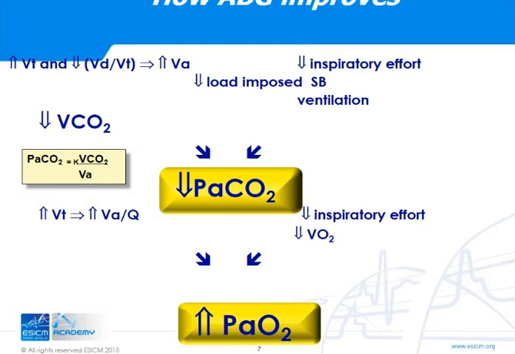The blood gas analysis in general improves in terms of PaCO2 and PaO2, in large part related to the fact that we act on the alveolar ventilation and the inspiratory force, the oxygen consumption, and the CO2 production, ultimately resulting in a reduction of PaCO2 and an improvement of PaO2. This is due to the fact that the inspiratory effort is reduced, the oxygen consumption is reduced, and the mismatch is improved.